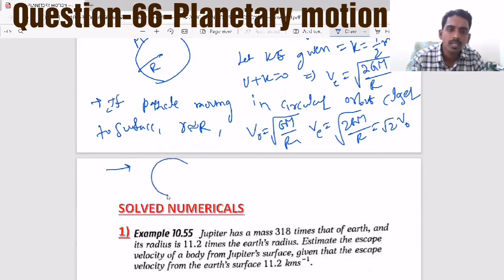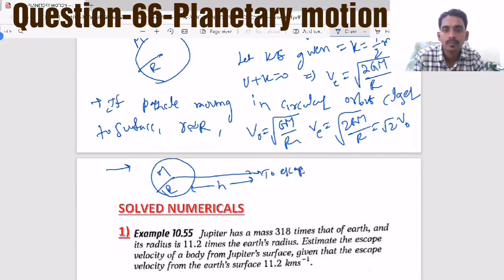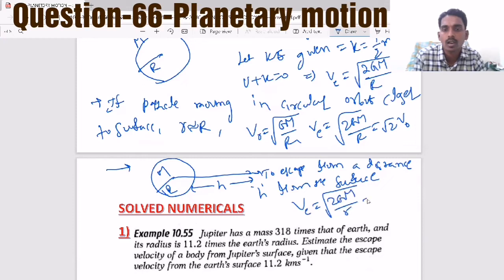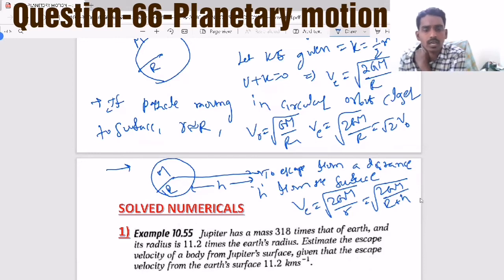Now, suppose there is a planet of mass M, radius R, and the particle is at a height h. Then to escape from a distance h from the surface, the escape velocity will become under root 2GM by R plus h, because now we are not throwing it from the surface, we are throwing it at a particular distance or height h, so that the distance will become R plus h. So that way you have to understand.